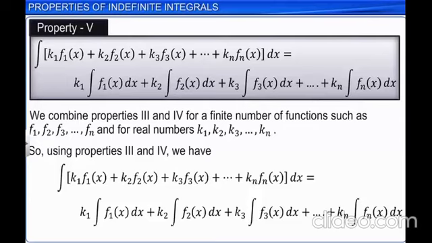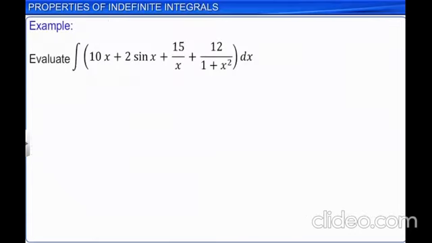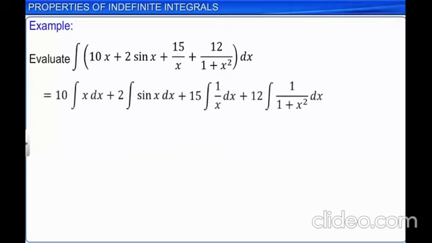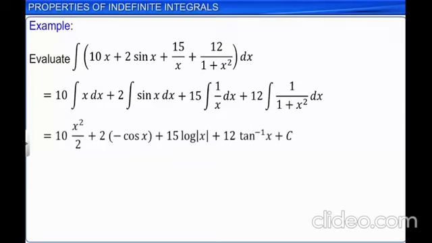Let's evaluate integral of 10x plus 2 sin x plus 15 divided by x plus 12 divided by 1 plus x square into dx by using this property. This can be written as 10 into integral of x dx plus 2 into integral of sin x dx plus 15 into integral of 1 by x dx plus 12 into integral of 1 by 1 plus x square dx. This is further equal to 10 into x squared by 2 plus 2 into minus cos x plus 15 into log modulus of x plus 12 into tan inverse x plus c. Hence, on simplification, we get the answer as shown.